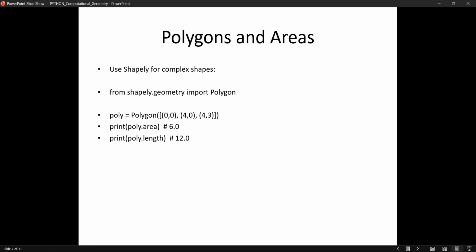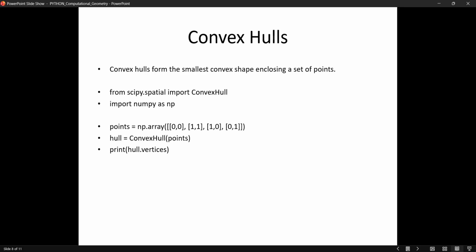Polygons and areas. The Shapely library shines when dealing with shapes like polygons. You can easily calculate area, perimeter, and perform operations like intersection and difference between the shapes.